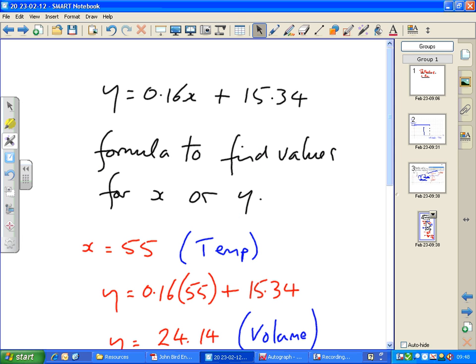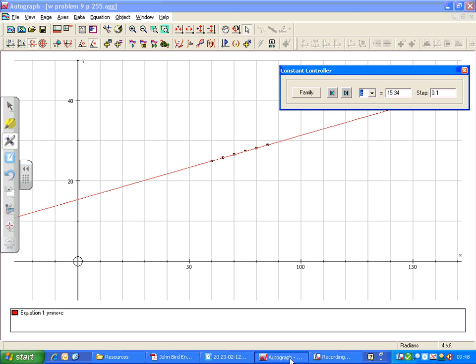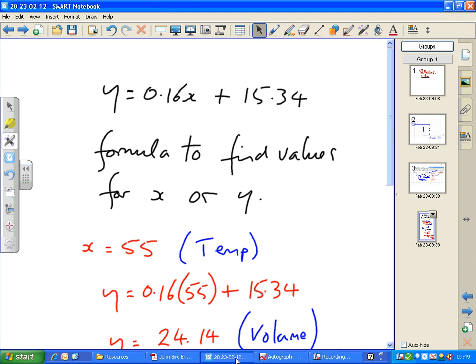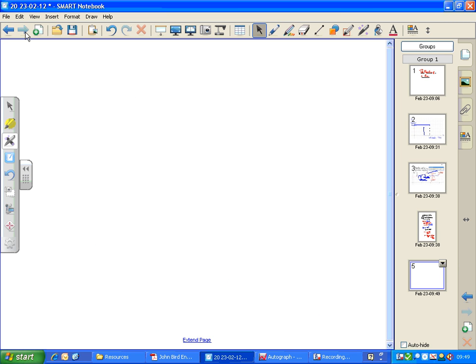Of course, you're not likely to always have access to this software like Autograph here to allow you to do it. So what I want you to do, and what you're going to have to do for the assignment, is to actually take a set of data, draw a line of best fit on the data, and then come up with this formula. So how do we do that? Let's have a look. So finding the equation of the line from a set of data.